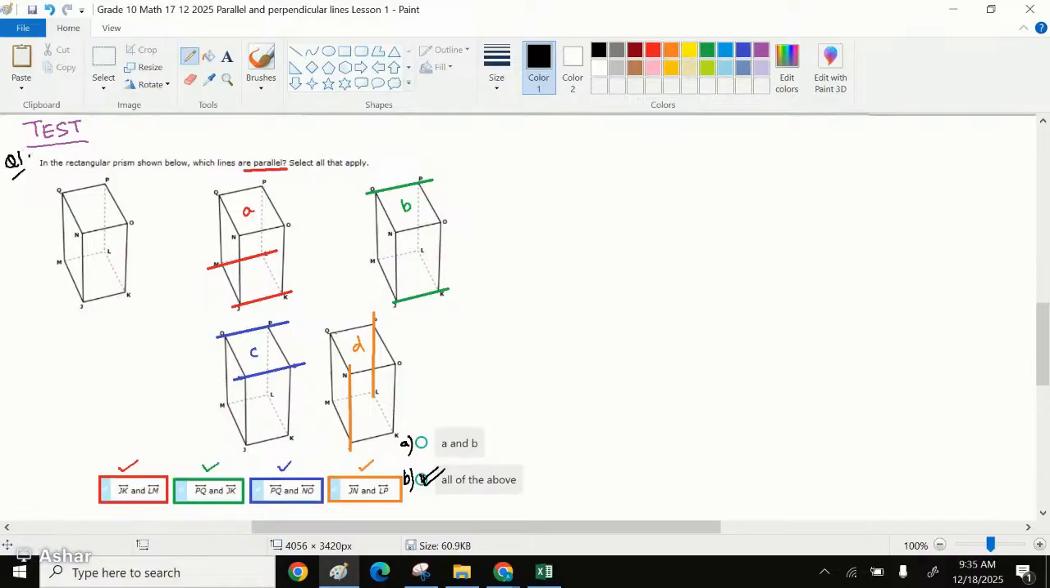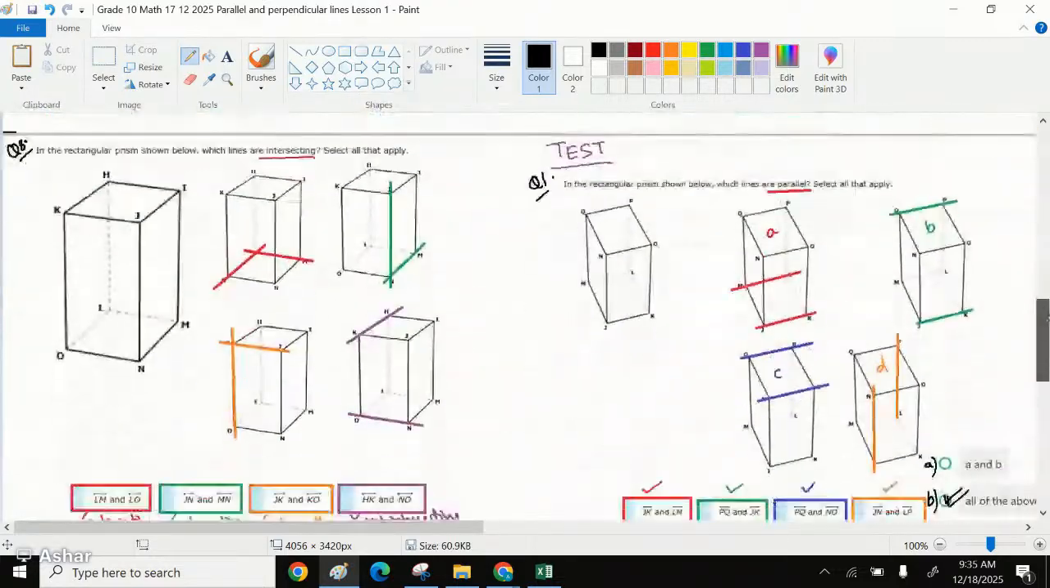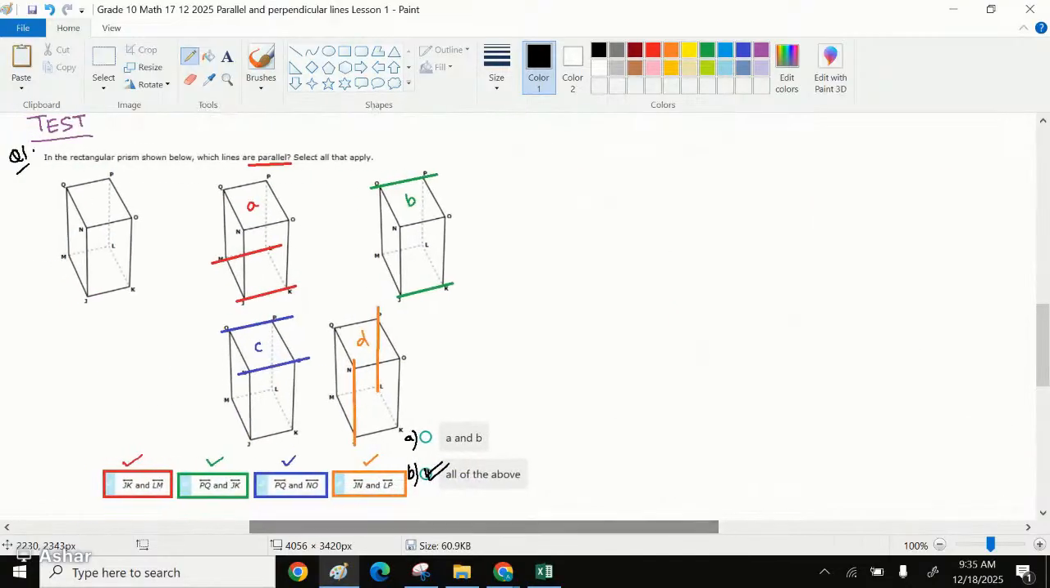So let's try one more from the test. Okay, let's just check out grade 10s. The topic was, okay, just a minute, please. I need to find something. 26, lesson 1. Okay, let's go back. 26, lesson 1. Okay, we were doing the test.